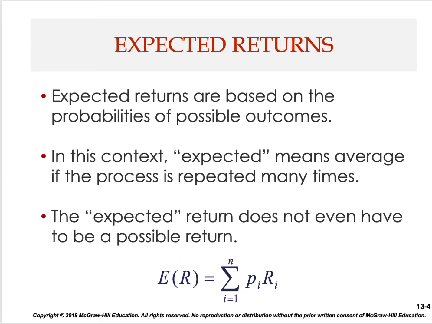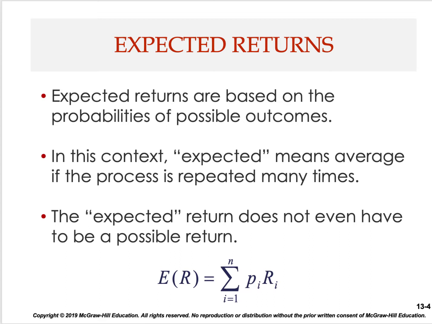Okay, so basically what we're doing is we're saying what's expected. What do we expect? And when we say expect, we're talking about the average. We'll see when we get into the math of it, which is very simple, what we mean by that average. So again, the expected return does not even have to be a possible return. It's just a guess, right? So there are going to be times when what we expect to happen versus what really happens in the future do not equal. They're not the same thing.